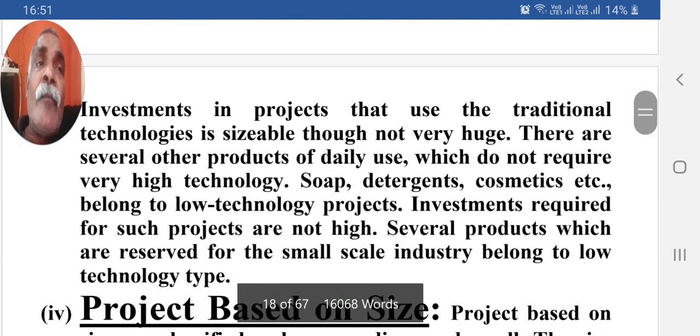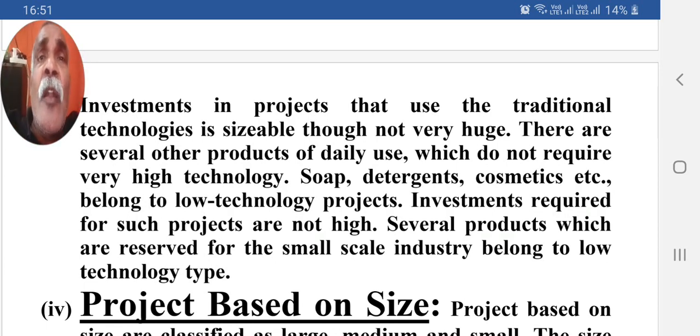So investment in projects that use conventional or traditional technology is sizable, though not very high. Investment in these traditional technology based projects is not as high as in high technology based industry projects. There are several other projects of daily use which do not require very high technology. The products which you use every day, like what? Like soap, detergent, cosmetics.